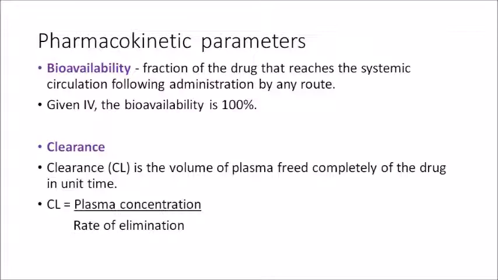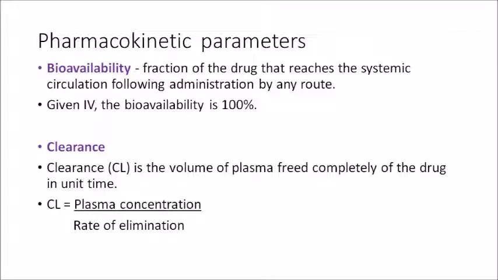Another important question is, what are the three important pharmacokinetic parameters? These are bioavailability, clearance and volume of distribution. Bioavailability is the fraction of a drug that reaches the systemic circulation following administration. You administer a drug by any route, only a fraction of it is reaching the systemic circulation. This is the bioavailability. So if the drug is given IV, you are directly putting it into the systemic circulation or into the bloodstream. So the bioavailability is 100% for IV administration.